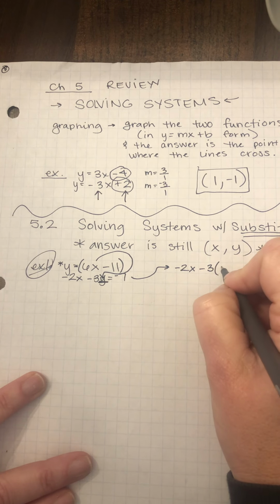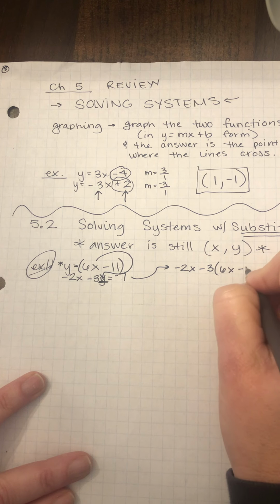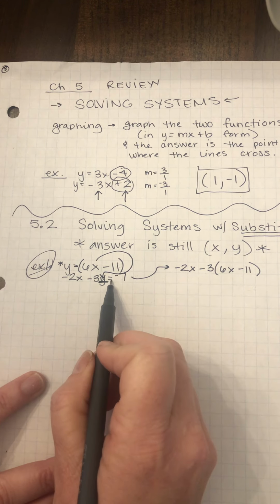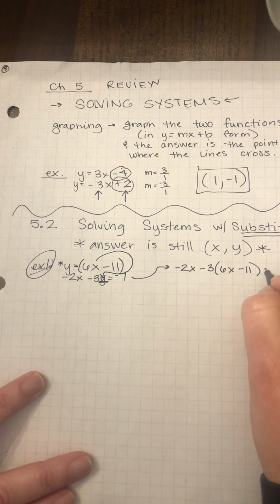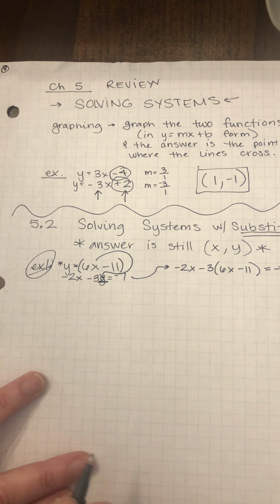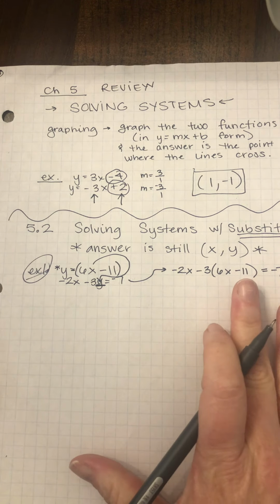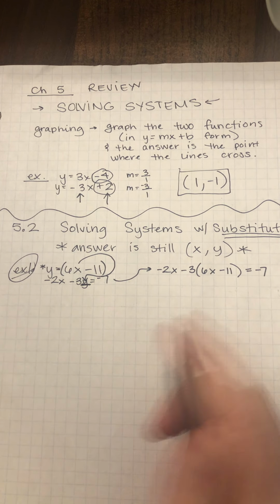So I'm going to put the parentheses. 6x minus 11. End parenthesis. Then I have to put everything that's left in the problem. So equals negative 7. Before I solve, I'm going to do that one more time.